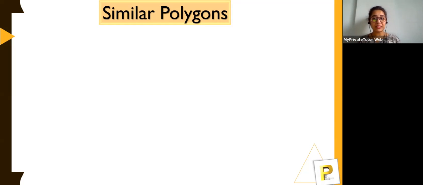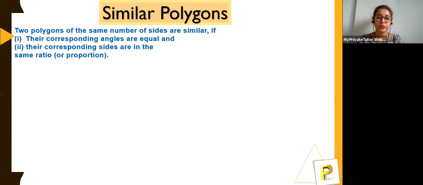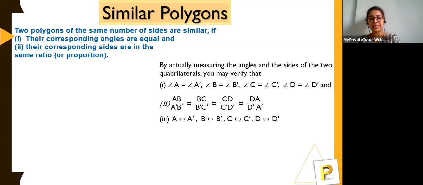So first let's understand what similar polygons are, and then it will be clear what similar triangles are. Two polygons of the same number of sides are similar if their corresponding angles are equal and their corresponding sides are in the same proportion or the same ratio. Now what does that mean? I'll explain this part with an example.